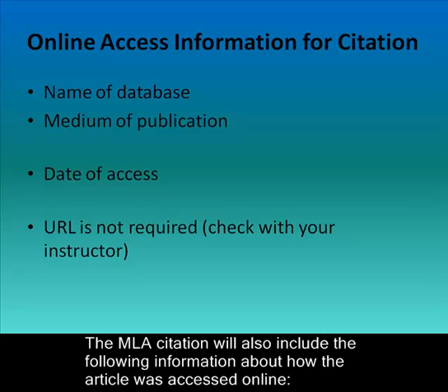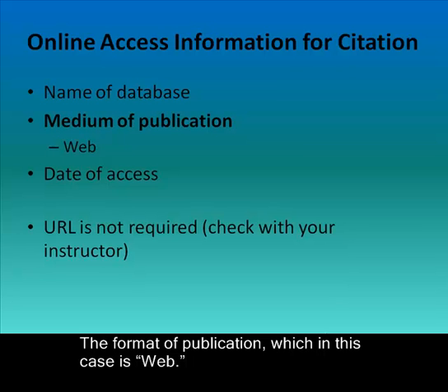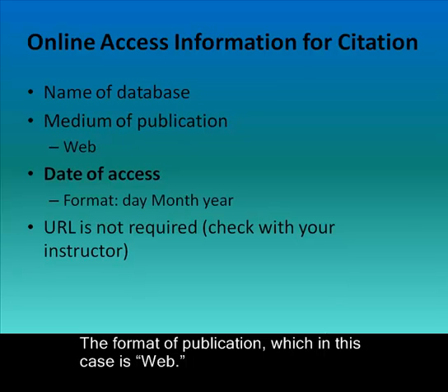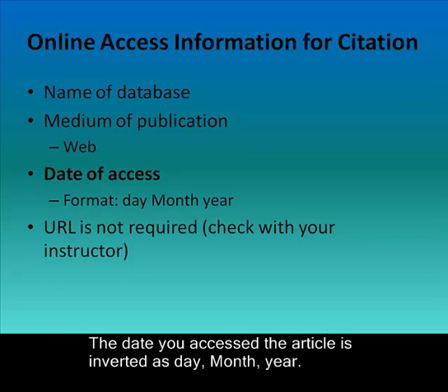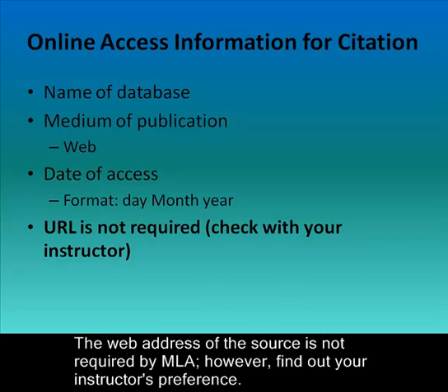The information about how the article was accessed online will include the name of the database, for example, Academic Search Complete or Wilson Web OmniFile, the format of publication, which in this case is web. The date you access the article is inverted as day, month, year. Your instructor may ask for the web address of the article or database, but that is not a required part of the MLA formatted citation.